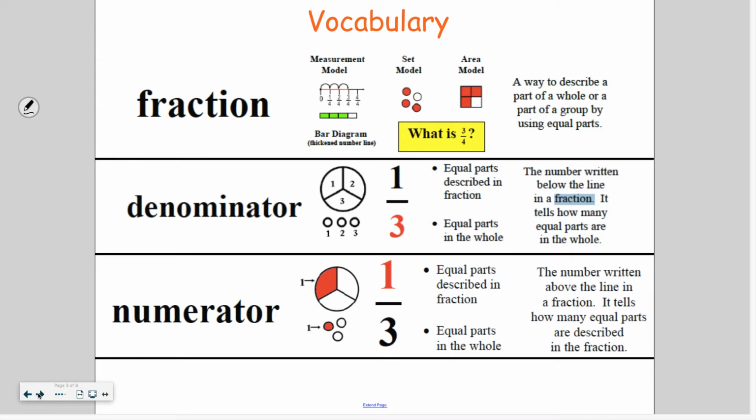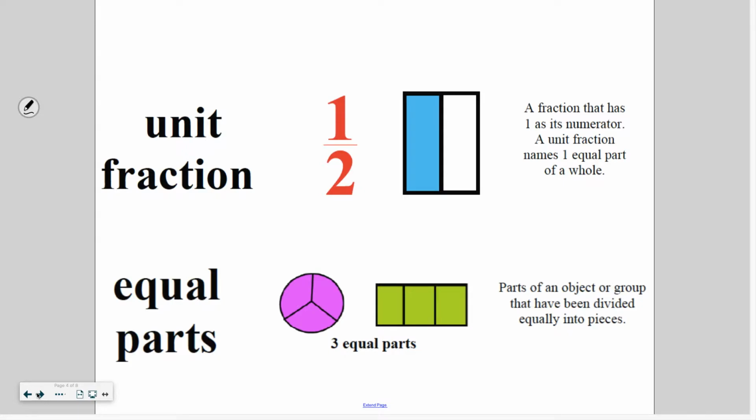So we've looked at these words for a few days now, so I'm going to give you an opportunity to review them on your own. Please pause if you need more time. And again, you can pause to read these vocabulary words to yourself.